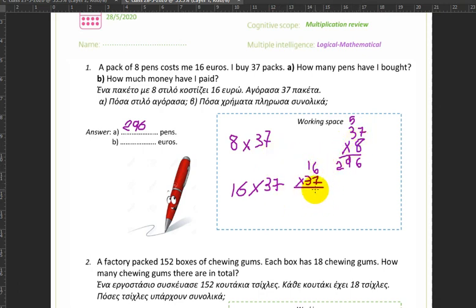So we do 7 times 6 makes 42. Write 2 and carry 4. 7 times 1 makes 7, plus 4 that I carry over makes 11. Put a 0 beneath the 1s, and then we do 3 times 6 makes 18. I write 8 and carry 1. 3 times 1 makes 3, plus 1 that I carried over makes 4. And now I add 2 and 0 makes 2. 1 and 8 makes 9. 1 and 4 makes 5. 592.